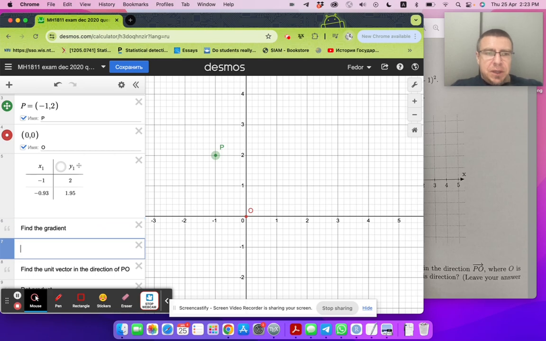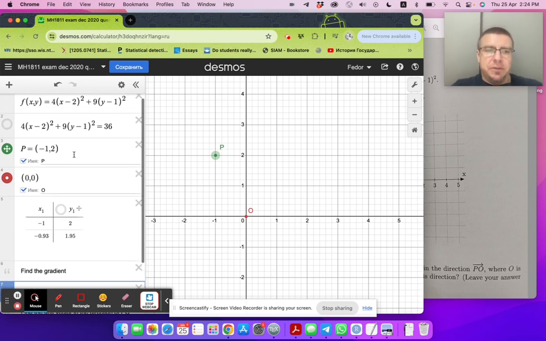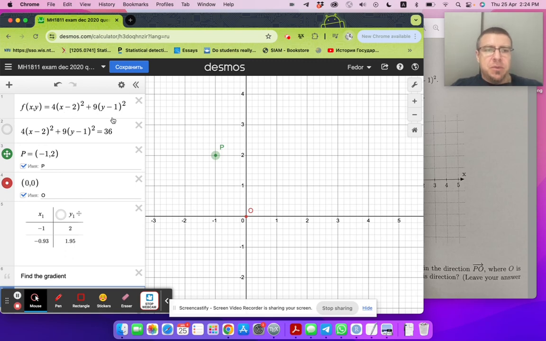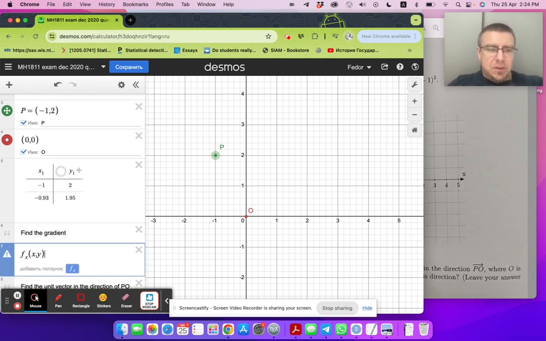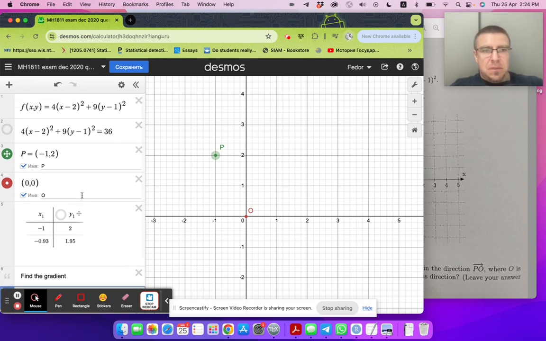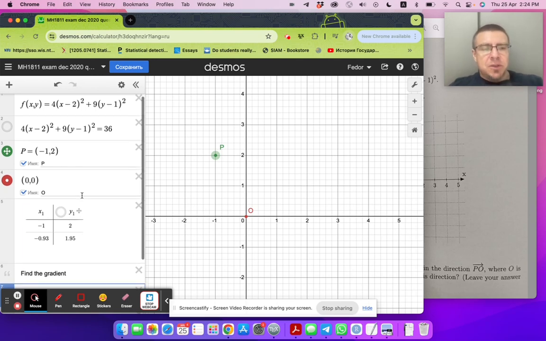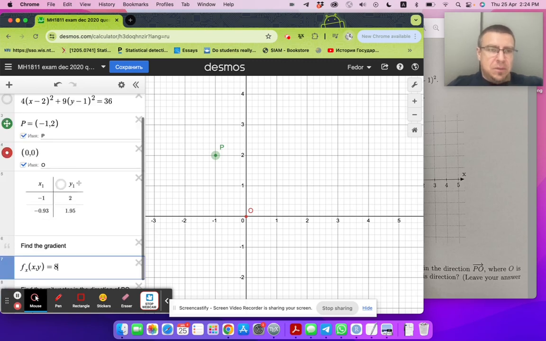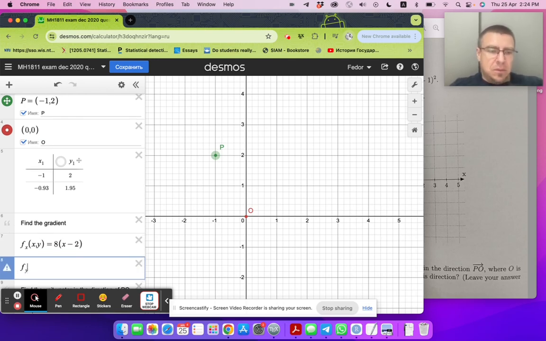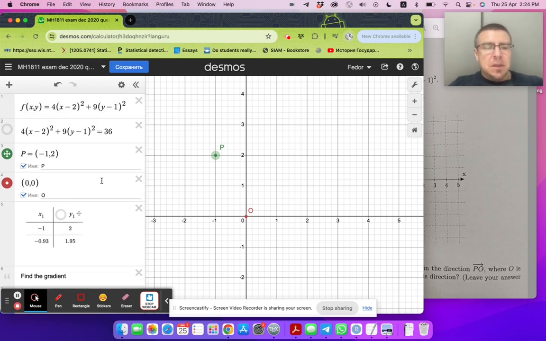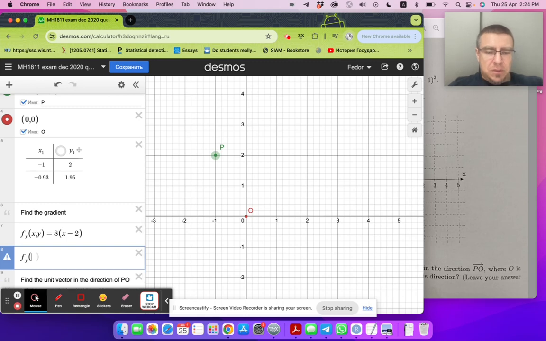The first step is to find the gradient vector. How do we find the gradient of a function? It's just the vector of its partial derivatives. The function is 4 times (x minus 2) squared plus 9 times (y minus 1) squared. Its partial derivative with respect to x: the first term contains x, the second term does not even contain x, so it's just 8(x minus 2), as simple as that. And fy, the partial derivative with respect to y, is going to be 18 times (y minus 1). So these are the partial derivatives.